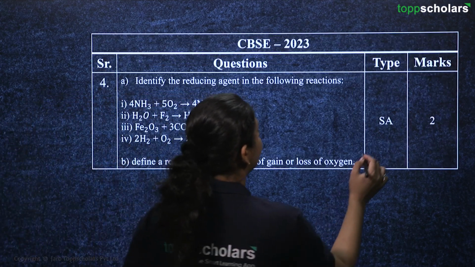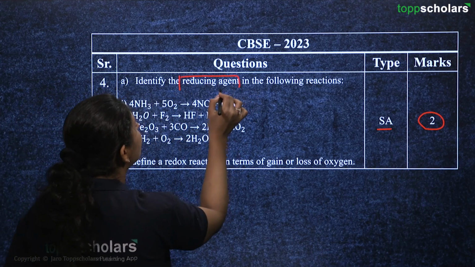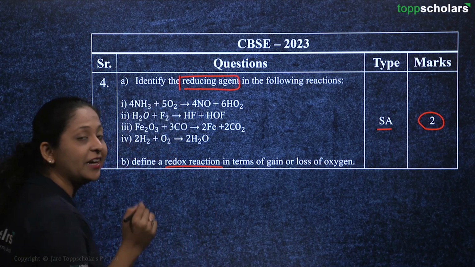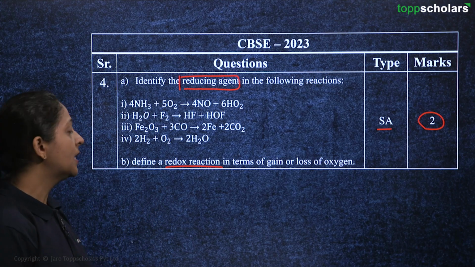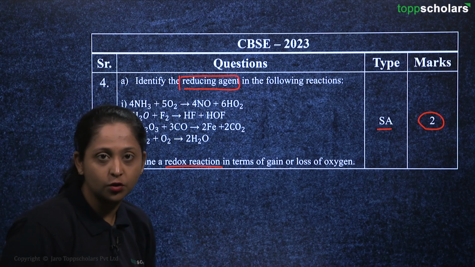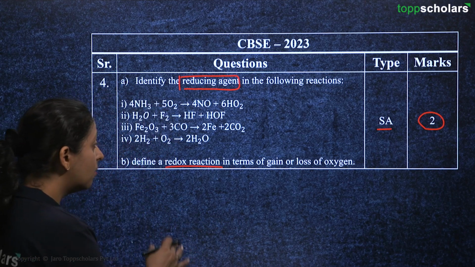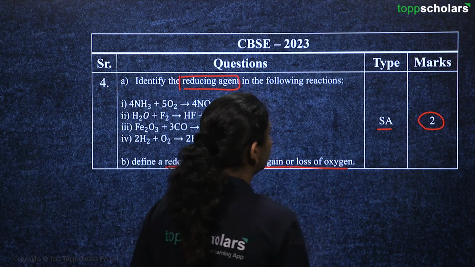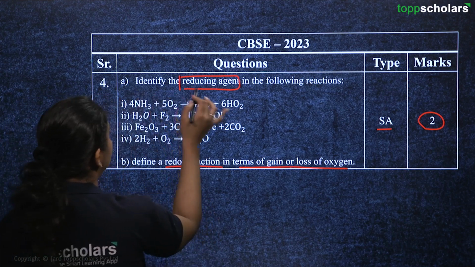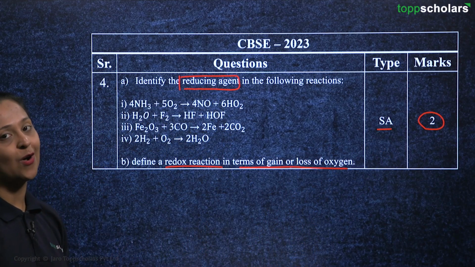From the same year paper, again we have a short answer question giving you 2 marks, children. You have to identify the reducing agent in the following reaction, and you also have to define redox reaction in terms of gain or loss of oxygen. See, when you go for a redox reaction, you know that you either gain oxygen or lose oxygen, or you can also write it in terms of gaining or losing electrons. But here specifically, they have asked you to explain it in terms of gain or loss of oxygen. So you have to answer both questions: identify the reducing agent, and define a redox reaction.